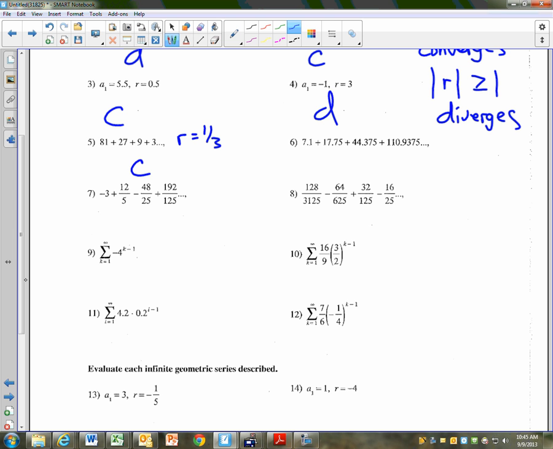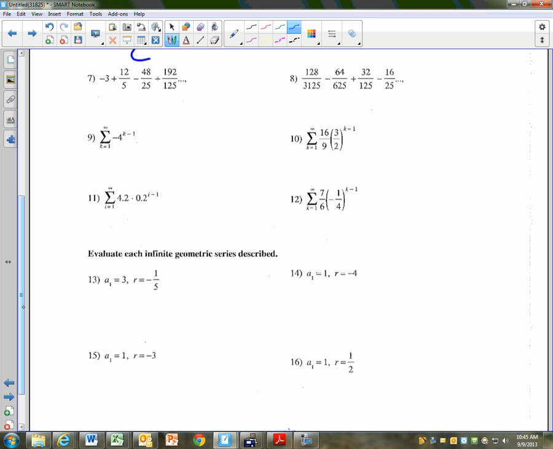Get that idea? How about number 9? What's the ratio for number 9? R is -4, so it diverges. How about 11? What's the ratio? 0.2 is equal to the ratio. So does it converge or diverge? Converges. If the absolute value is less than 1, it converges. Do you see that? Oh, we won't worry about signs.